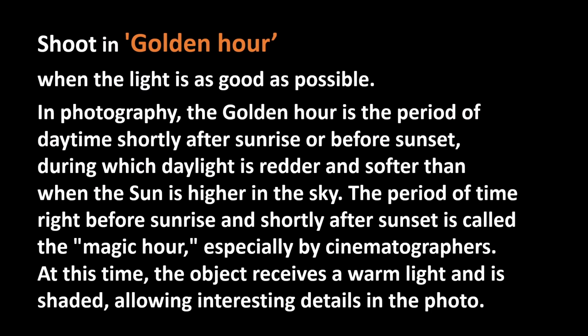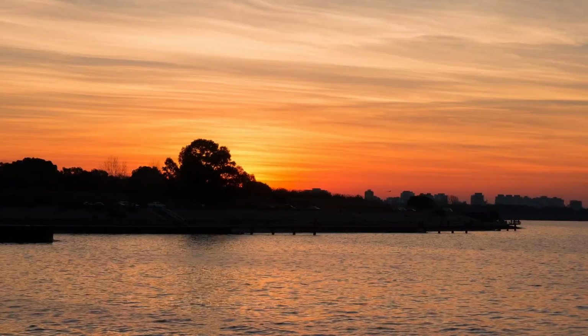Shooting golden hour when the light is as good as possible. In photography, the golden hour is the period of daytime shortly after sunrise or before sunset, during which daylight is redder and softer than when the sun is higher in the sky.